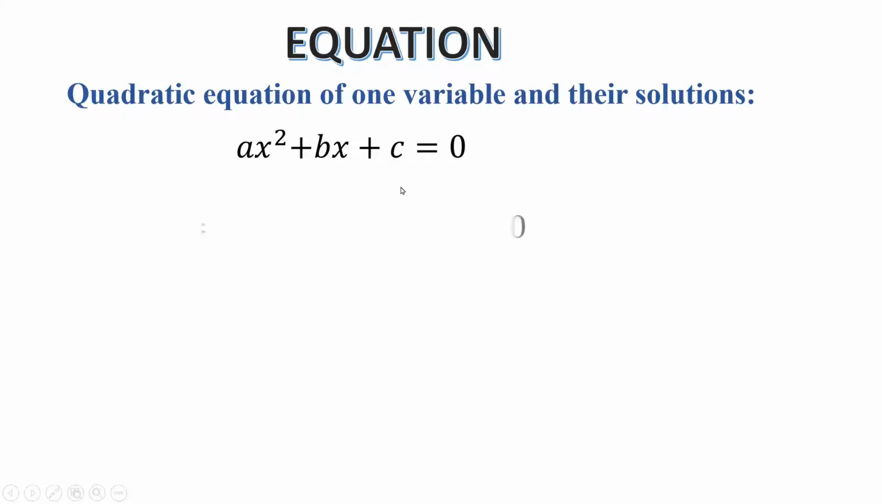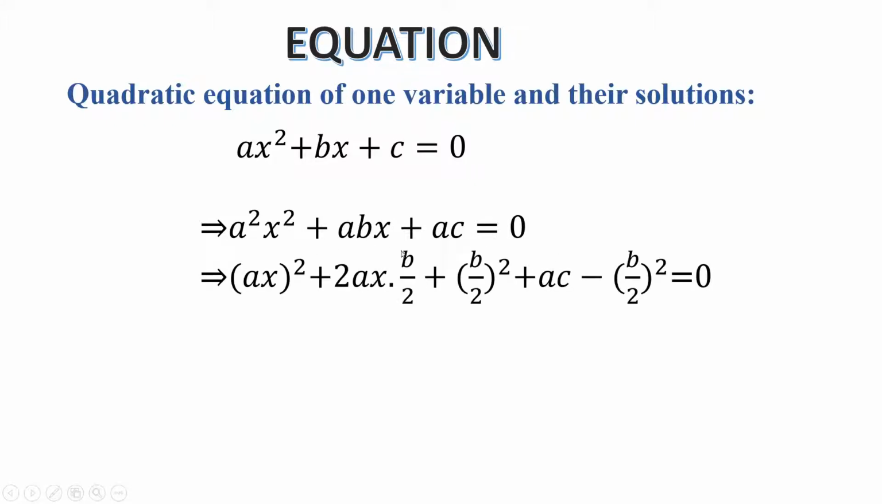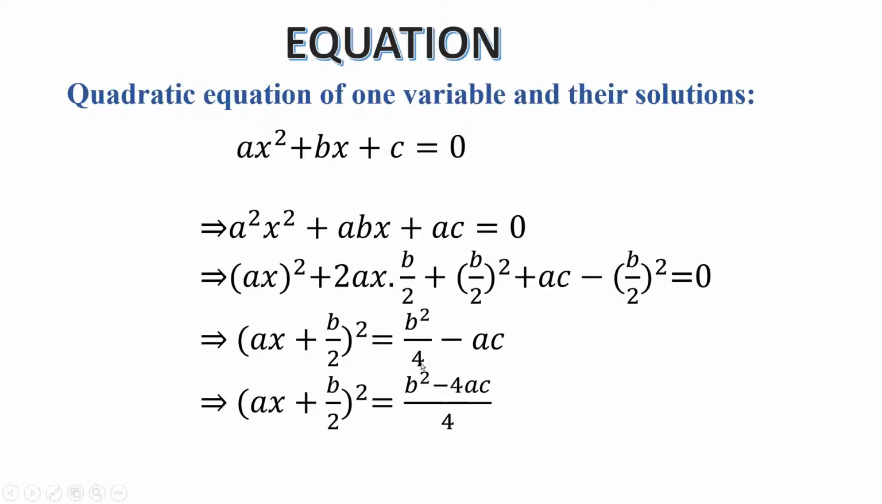For this, first multiplying both sides by a, we get a squared x squared plus abx plus ac is equal to 0. We have to make this expression a whole square form. That's why we add b square by 4 and minus b square by 4 to balance the equation. Now we get x plus b by 2 whole square is equal to b square by 4 minus ac, and calculating the right side we get 4 as LCM and b square minus 4ac.